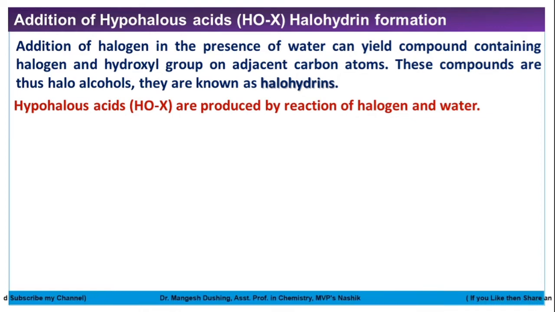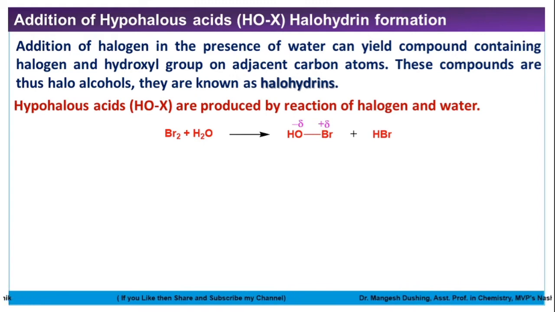So in this case, halohydrin means, for alkenes, of the two double bonded carbons, one carbon will get OH, while the second carbon will get X. So this is called a halohydrin. Hypohalous acid is formed by the reaction of halogen as well as water. For example, Br2 plus H2O, you get HOBr. In this case, oxygen is more electronegative than bromine. That's why it has a partial negative charge, while Br has a partial positive charge.